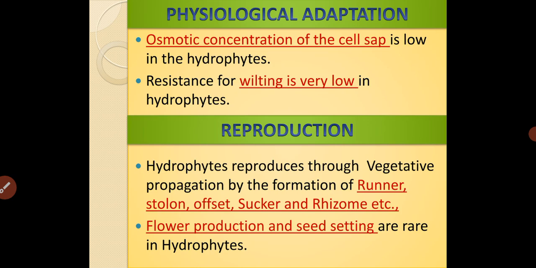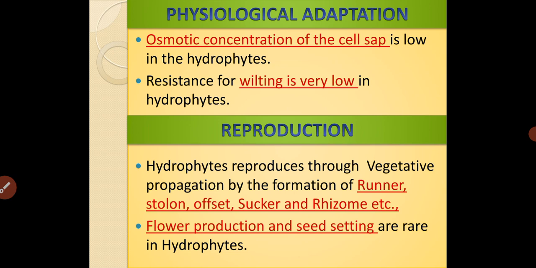Let us move towards the physiological adaptation. Osmotic concentration of the cell sap in case of hydrophytes is very low. Resistance for wilting is very low in case of hydrophytes. As we see, the osmotic concentration of the cell sap is very low because the plant is already present in the water and there is no necessity of water absorption in large amounts. Resistance for wilting is also very low.